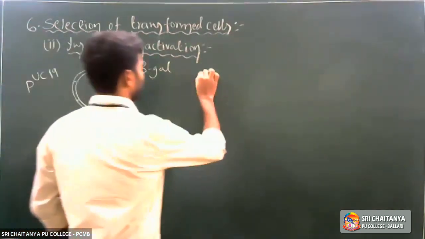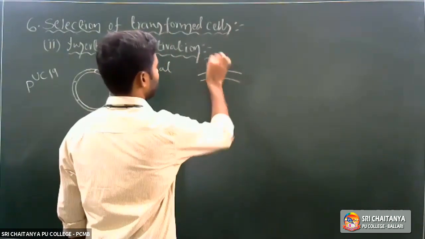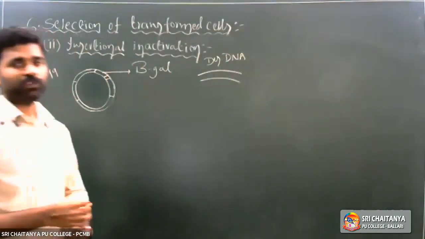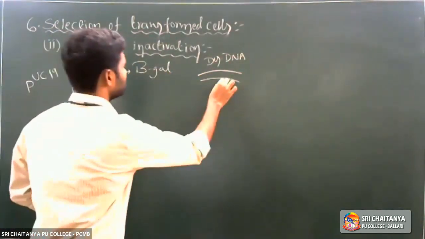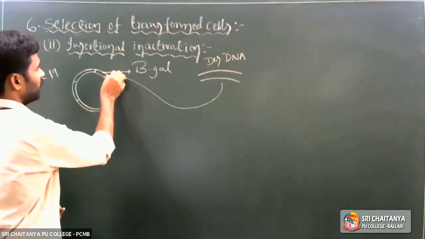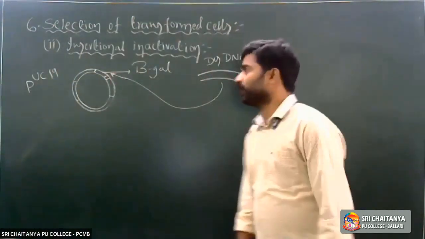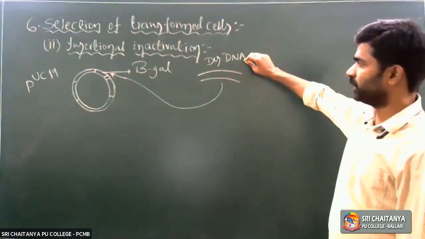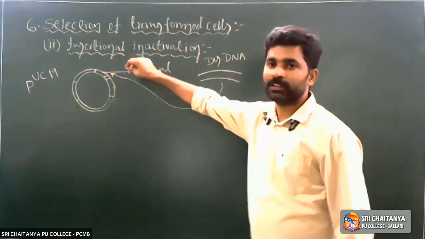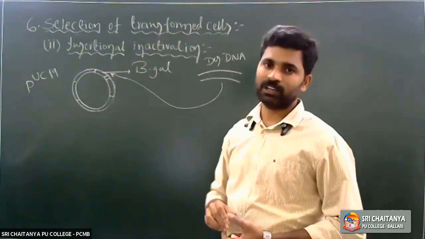Then imagine there is foreign genetic material, otherwise the desirable DNA. We need to insert the desirable genetic material at the place of the B-Gal sequence, the beta galactosidase enzyme sequence. Is it clear? We need to insert foreign genetic material, or alien DNA, into the pUC19 vector at the place of the B-Gal sequence.